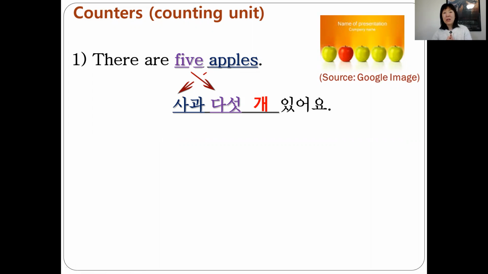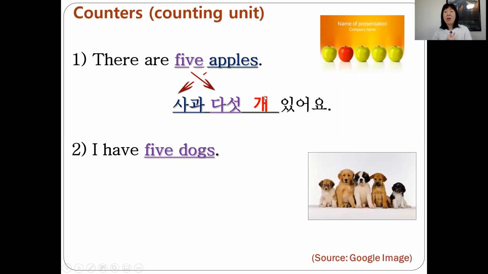Before I move on, I want to emphasize the order. In English, you put the number first and then the noun, but in Korean we put the noun first, then the number, and then the counting unit. And one more thing, counting units are different according to the item, according to the things that you want to count. For example, in terms of 사과, we use 개.